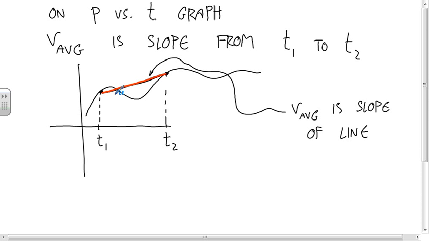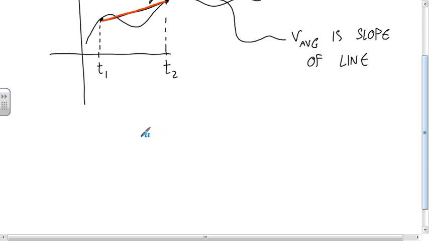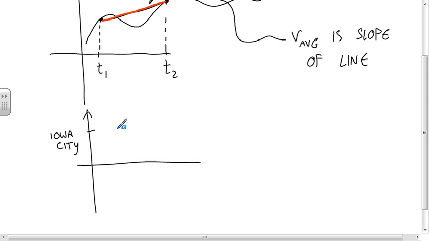Okay? How would that average velocity look like that? Yeah, that's a good question. So your trip to Iowa City and back would look something like this. This would be your time t1, this would be your time t2. Your average velocity would be the slope of this line, and that line has 0 slope. And all the stuff you did in between doesn't matter. All that matters is those 2 points that you chose, those 2 instants.